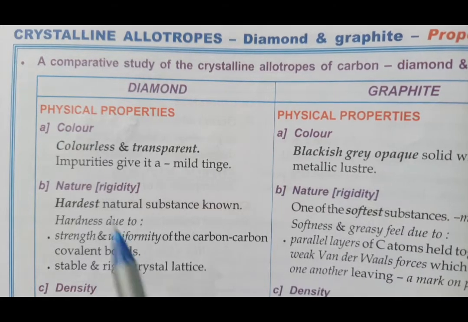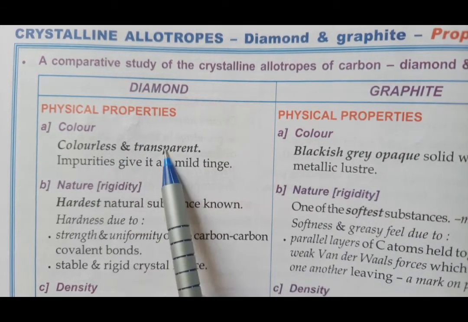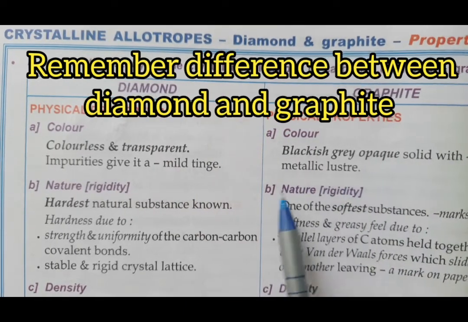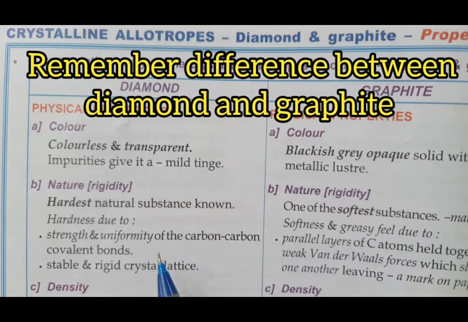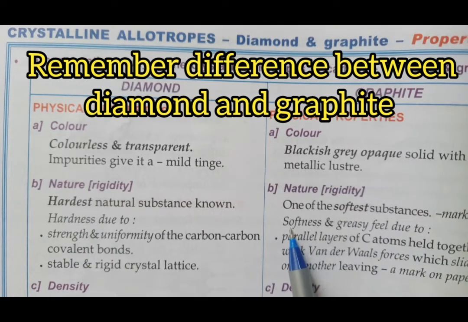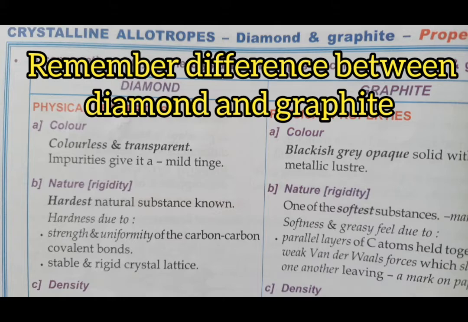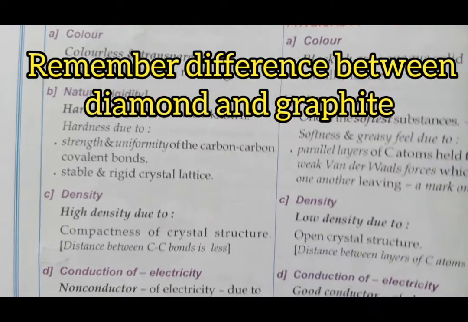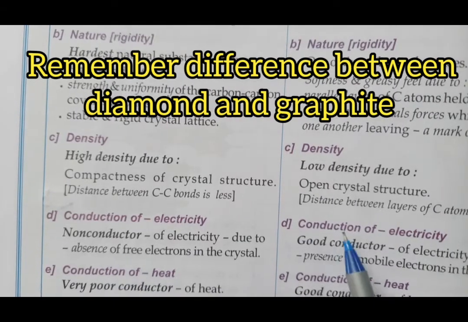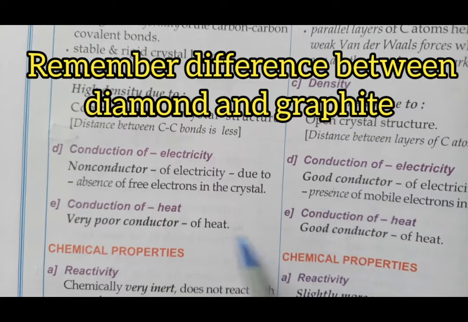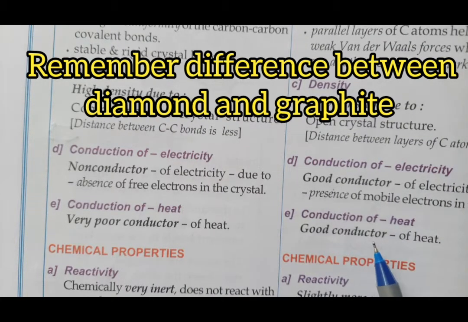Another difference you can add is that diamond is colorless and transparent, whereas graphite is blackish gray and opaque. Next you can say their hardness. Diamond is hard, one of the hardest natural substances, whereas graphite is soft. Diamond has high density, graphite has low density. Diamond is a bad conductor of electricity, whereas graphite is a good conductor of electricity. Diamond is a very poor conductor of heat, whereas graphite is a good conductor of heat.